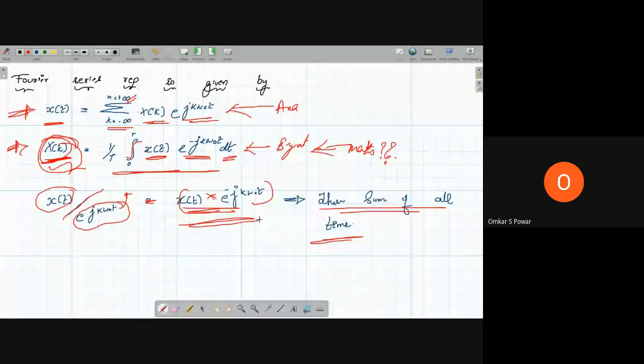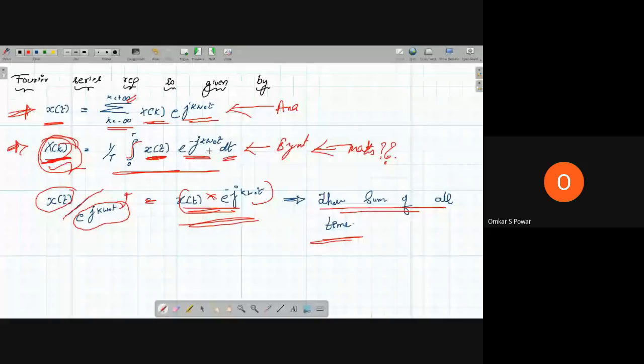So 1 by T integral 0 to T, so I'm multiplying this x of t by e power minus jk omega naught t. Why did I multiply that? So what is it doing there? So it's giving me the frequency component when it is added over a particular period of time. So in signals and systems, the beauty is that you can visualize that.